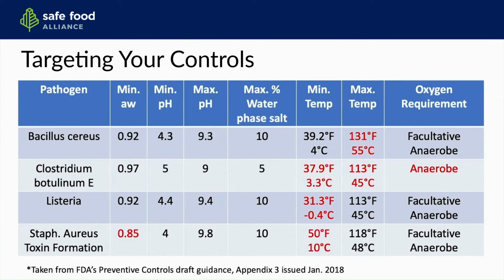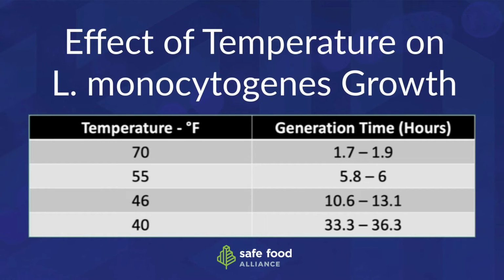So if you have a risk for that organism being present in your food, you need to think about that control measure as well and keep that food below that temperature. In Listeria's case, again, it's able to grow at a very, very low temperature. It's good at growing in cold storage conditions, so that's something to think about if you may have Listeria contamination.